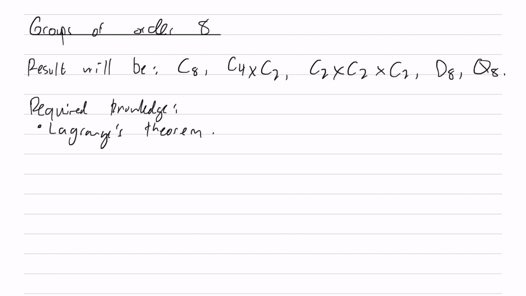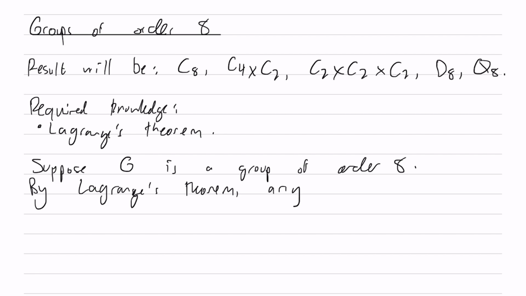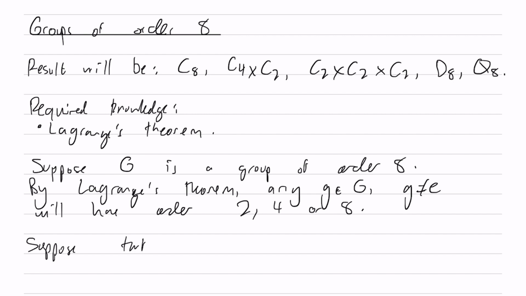So required knowledge for this proof is going to be Lagrange's theorem. So let's suppose that G is a group of order 8. By Lagrange's theorem, any element of the group that is not the identity will have order 2, 4, or 8. Suppose that all elements have order 2. Well, then I claim that G is abelian.